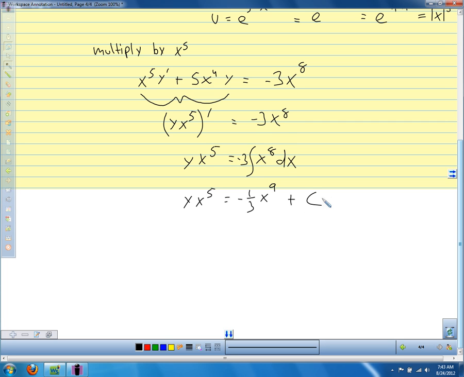From here, I took the integral of both sides. Yeah, I integrated both sides. No problem. And I just eliminated that step here. So if I were being more precise, I would write the integral of y x to the 5th, prime dx equals the integral of minus 3x to the 8th dx. Okay?